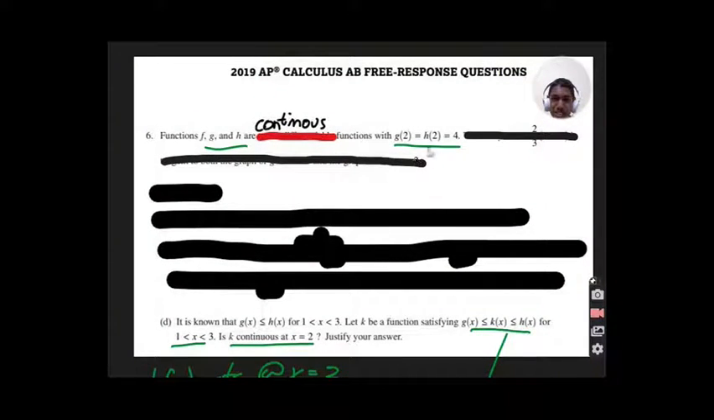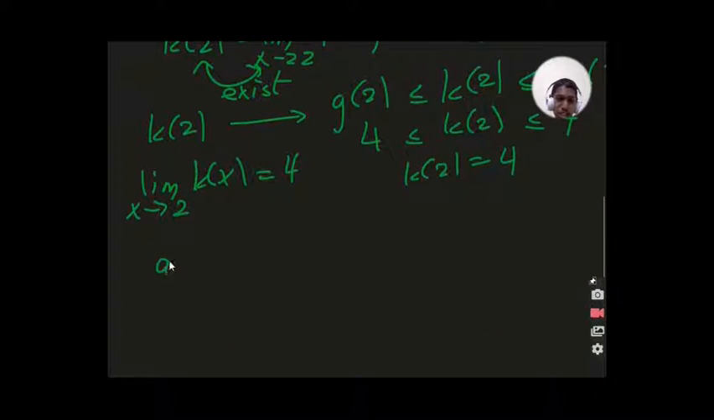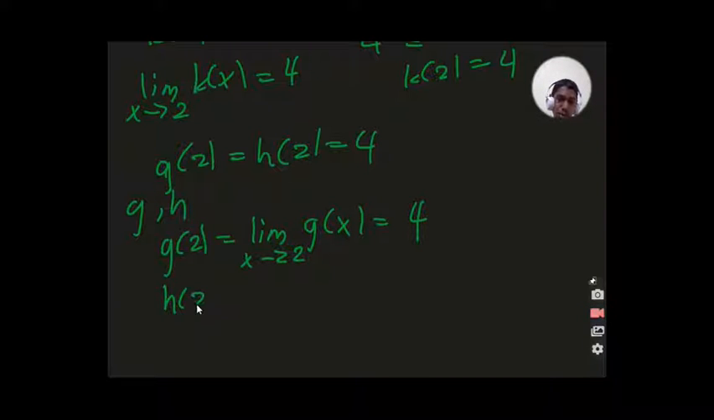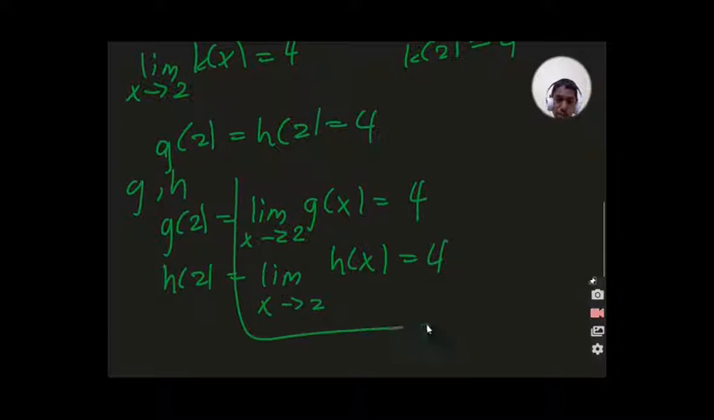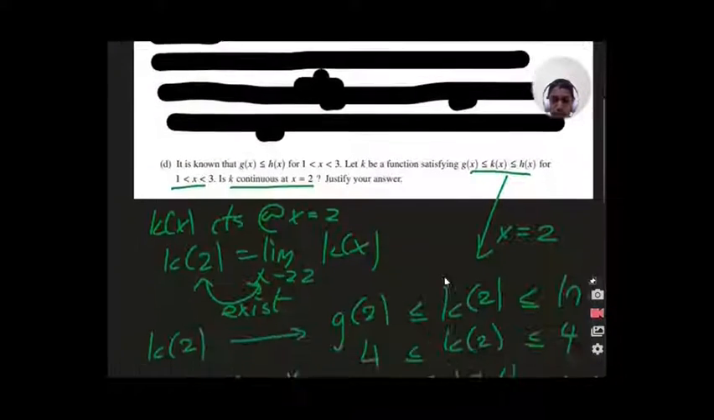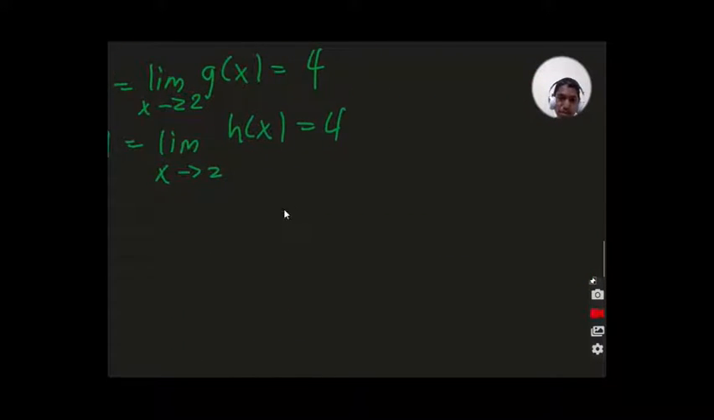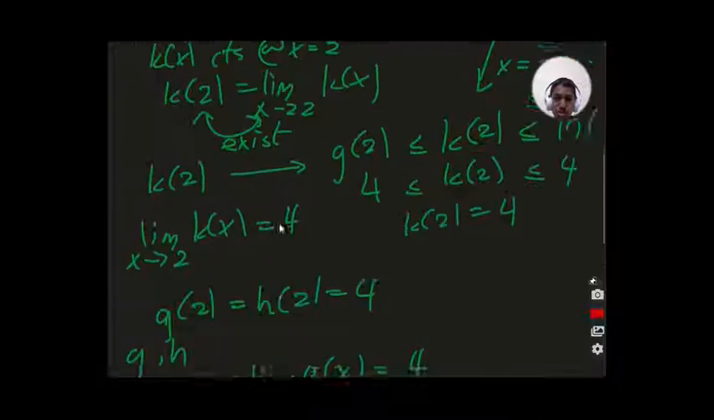But we know that g and h are continuous, so we're going to go the other way. We know that g of 2 and h of 2 are 4. And we know that in order for g and h to be continuous, g of 2 had to equal the limit as x approaches 2 of g of x, which also had to equal 4, and we can apply similar logic to h of x, and that's equal to 4. So we know these two limits, cool. And we also know this inequality. So now we're going to apply the squeeze theorem.